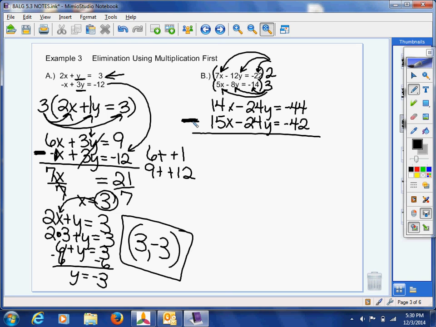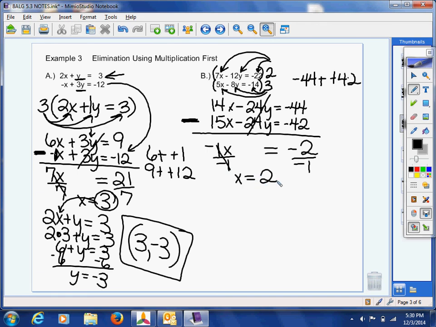So 14x minus 15x is negative 1x. So be real careful. It is a negative 1. It's not positive 1. The y's cancel. Drop down your equal sign. And negative 44 minus a negative 42. If you're not seeing it, off to the side, just jot it out so you can go, oh yeah, 2 negative signs in a row, gonna cancel out. Negative 44 plus 42 is actually negative 2. And then divide each side by negative 1. And you've got x is equal to positive 2.